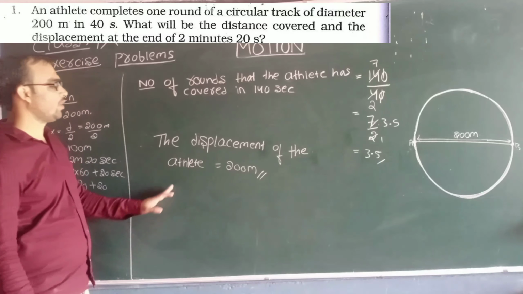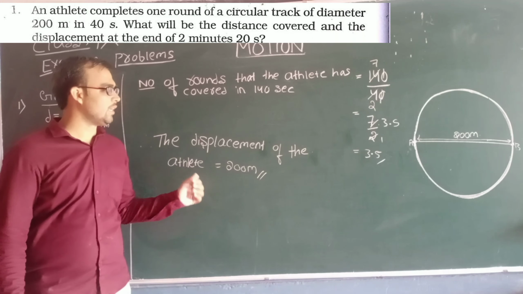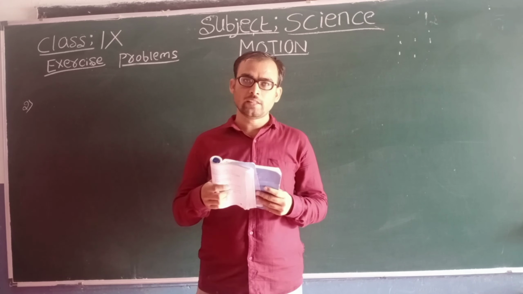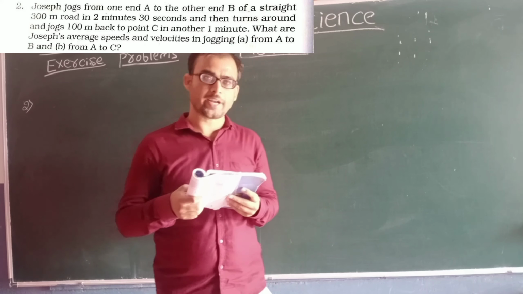Okay, so therefore the displacement of the athlete is what? 200 meters. Now look at the second problem, students.